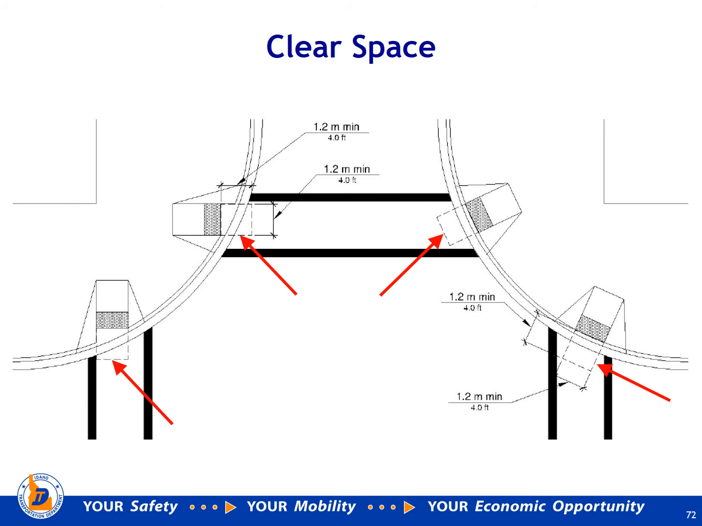Here we're showing the clear space at the bottom of the curb ramp. Clear space is the waiting area at the bottom of the ramp. It's a minimum of 4 foot by 4 foot square and is required to be outside of the path of traffic.